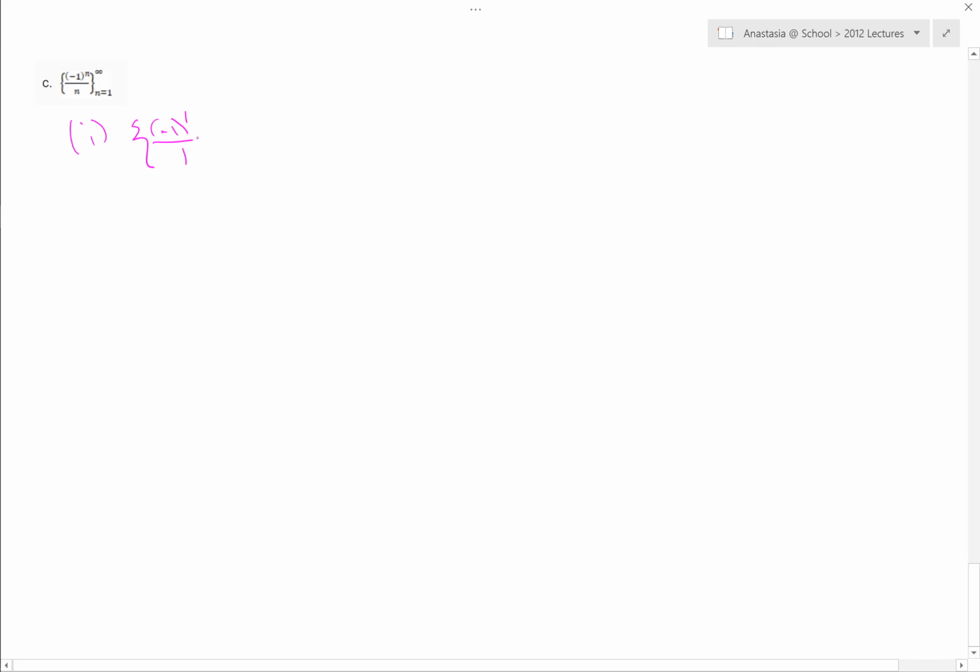-1 to the first power over 1, -1 squared over 2, -1 cubed over 3, and -1 to the fourth over 4. So this gives us -1 to the first is a -1. -1 squared is a +1, so that would be 1/2. -1 cubed is a -1, so that's going to be -1/3, and then a +1/4, and so on and so forth there. So there's our first four terms.